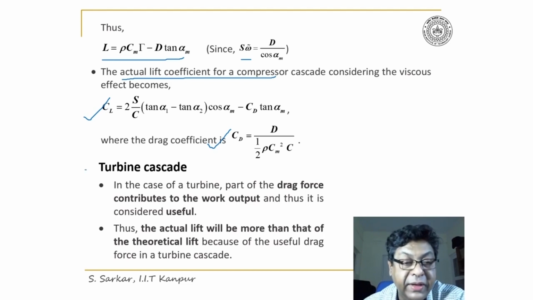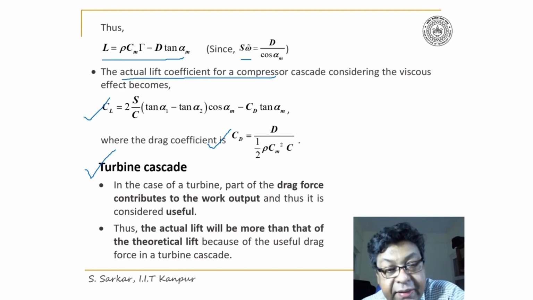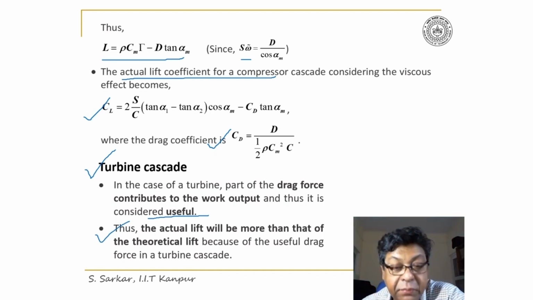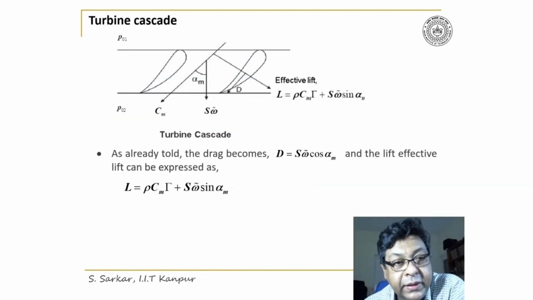Now I'll go to the turbine cascades. What happens in a turbine cascade is that the drag contributes to the work output. Therefore, the drag here can be considered as useful. Thus, what would be the effect? The actual lift here would be more than the theoretical lift because of useful drag for a turbine cascade. Now I have expressed here the analytical expression for effective lift for a turbine cascade.